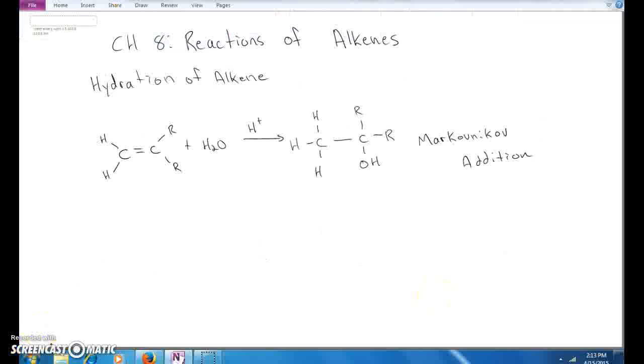Our next type of addition reaction involves adding water and a catalyst, which will be an acid catalyst, to an alkene to produce an alcohol. The alcohol will add to the more substituted carbon, the hydrogen to the less substituted carbon, which will be a Markovnikov addition.